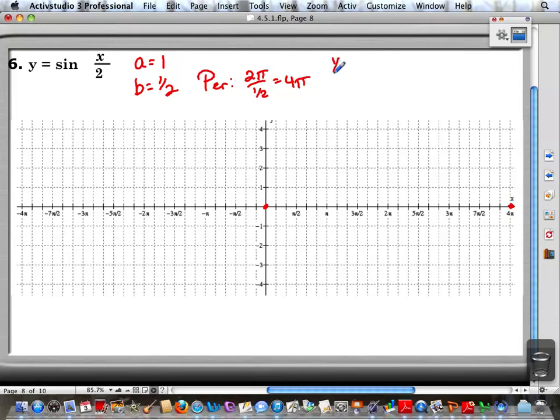So let's look at this. If I put in pi over 2 for x, sine of pi over 2 divided by 2, that really becomes the sine of pi over 4. And the sine of pi over 4 was square root of 2 over 2. Okay? If I go out and I put in pi for x, then I had the sine of pi over 2, which was 1. So now I'm coming all the way out to pi to get my amplitude of 1 instead of pi over 2. I'm stretching that graph out.